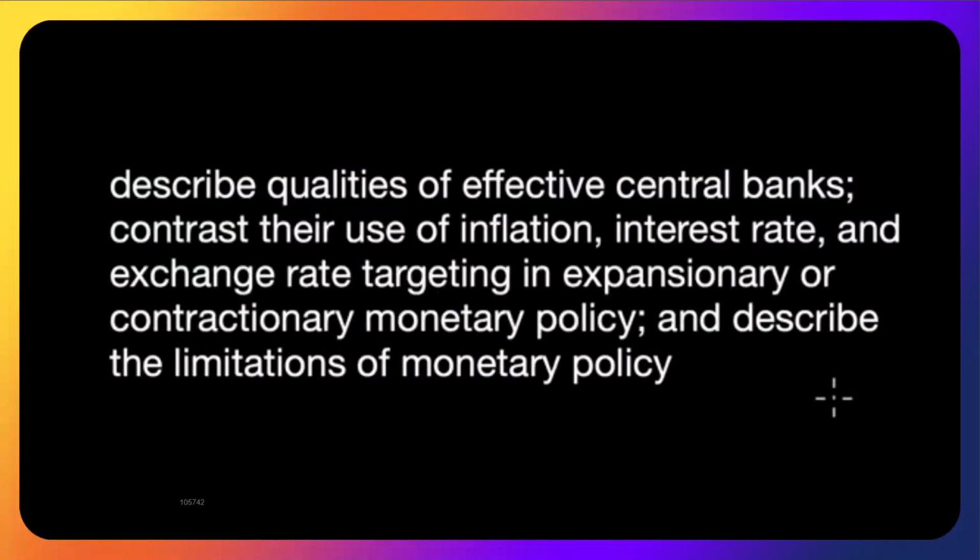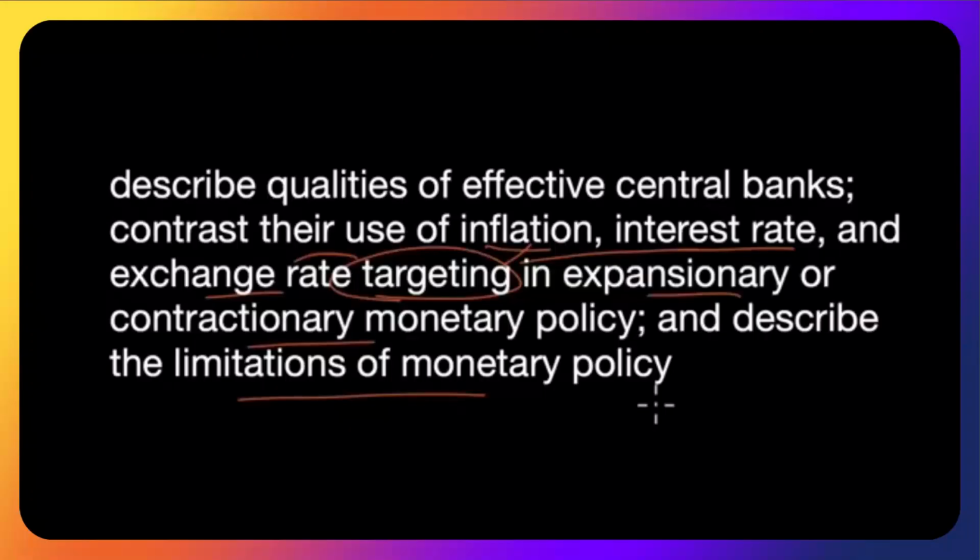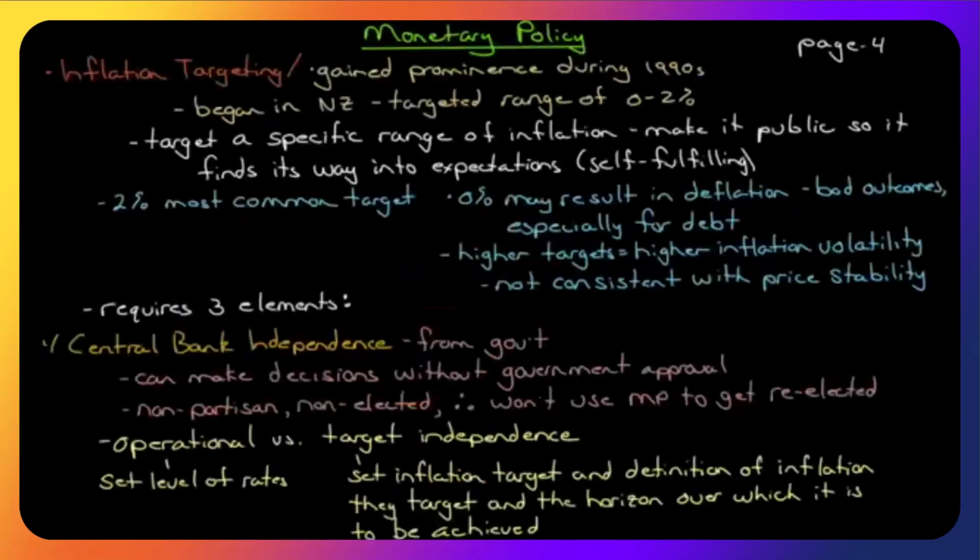Next, learning objective: describe qualities of effective central banks. Contrast their use of inflation, interest rate, and exchange rate targeting. So it's inflation targeting, interest rate targeting, and exchange rate targeting. Contrast their use of these in expansionary or contractionary monetary policy, and describe the limitations of monetary policy. Okay, let's begin with inflation targeting.